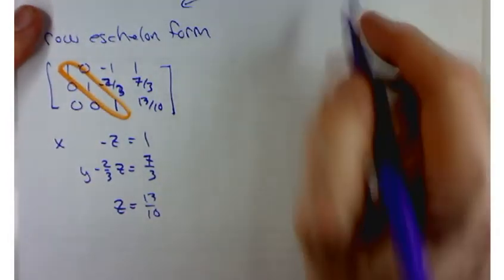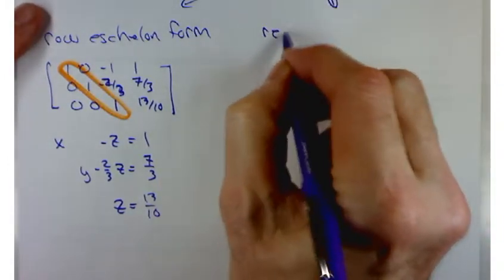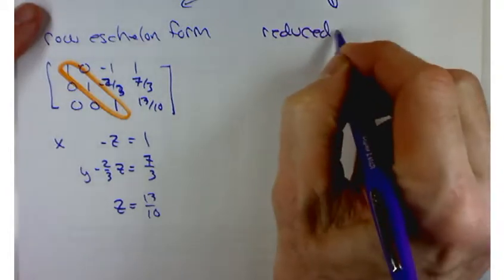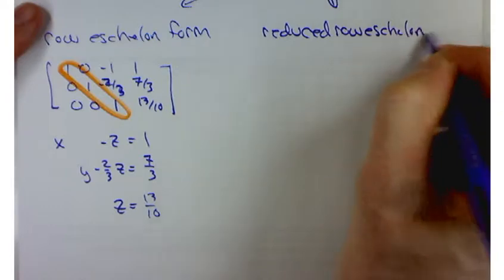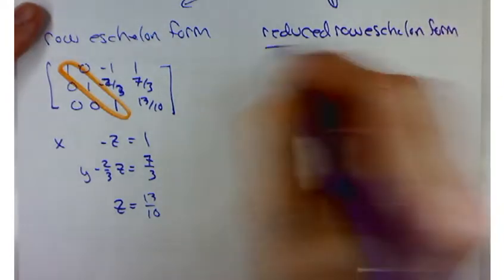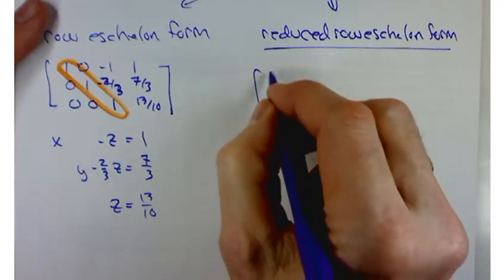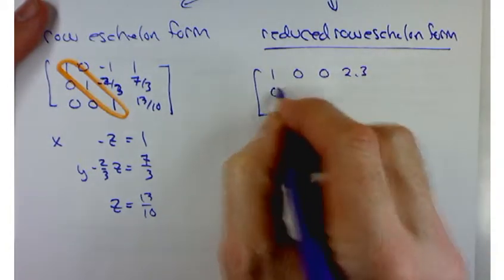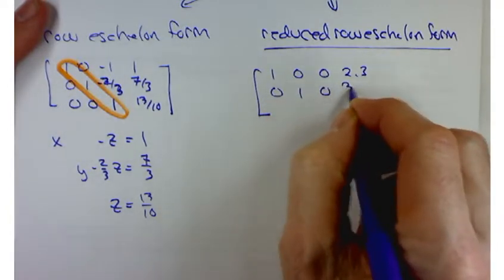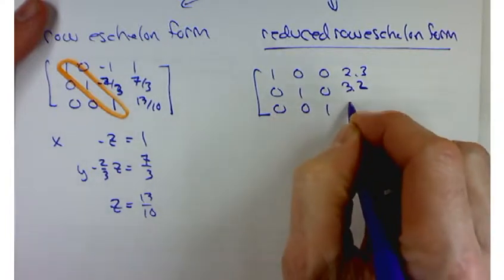But we can actually go a little bit farther and put things not into row echelon form, but reduced row echelon form. So what would that look like? It would look like this: 1, 0, 0, 2.3, 0, 1, 0, 3.2, and 0, 0, 1, and 1.3.